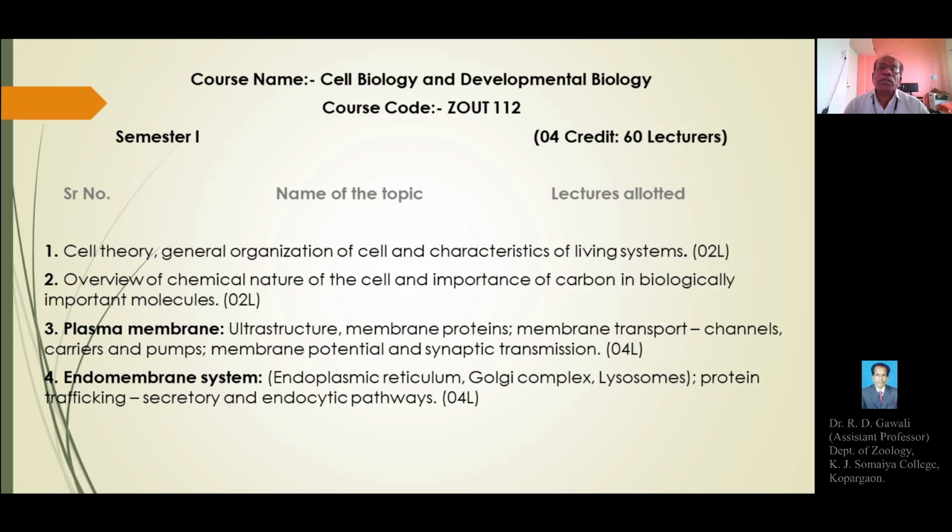From last year, we are going to adopt the choice-based credit system. So, you have to earn these credits from each of the papers. Each paper has a weightage of 4 credits, and each credit has a weightage of 15 lectures. So, 4 credits or 60 lectures is the weightage of this paper, cell biology and developmental biology. So ultimately, cell biology will have the weightage of 2 credits or 30 lectures.